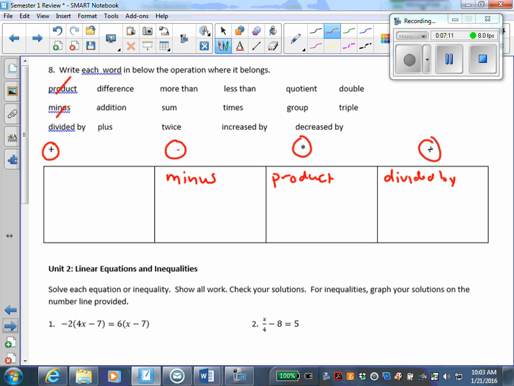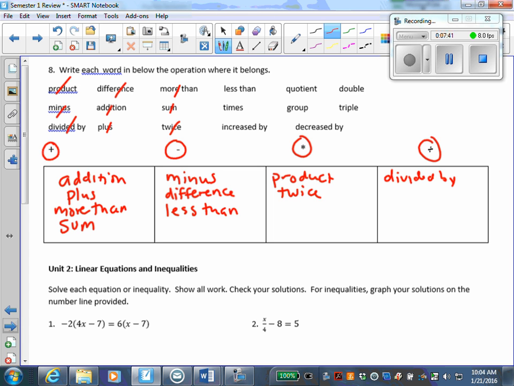Oh, I can barely reach that. Difference is subtraction. Addition is kind of obvious. Plus also goes in here. More than also. Sum, wow, there's a lot of these in a row. Twice means multiplied by 2, so it goes in the multiplication category. Less than is with subtraction.